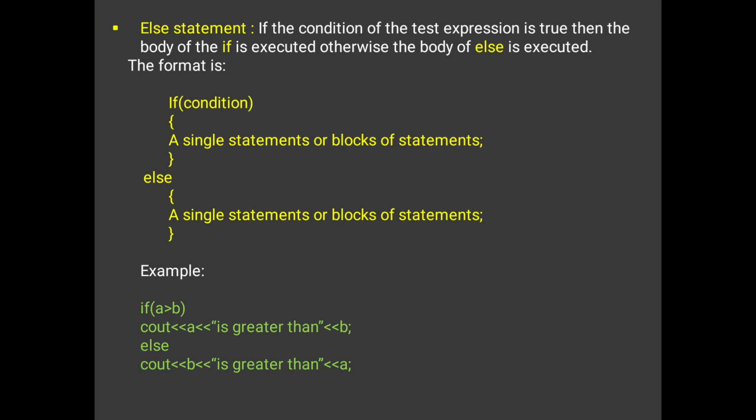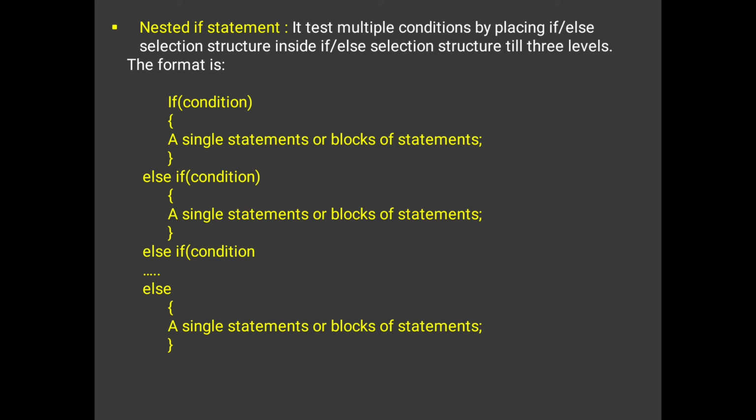Now, the nested if statement. It tests multiple conditions by placing an if-else selection structure inside an if-else selection structure, up to three levels. If you see the format, the else if is written within the if test condition body. If the else if condition also turns out to be false, up to three levels, so within the if block, else if can be tested three times. Then if this condition also turns out to be false, there should be an else block that will be executed. If all the if conditions turn out to be false, there must be an else block that has to be executed. So that will be the final outcome.